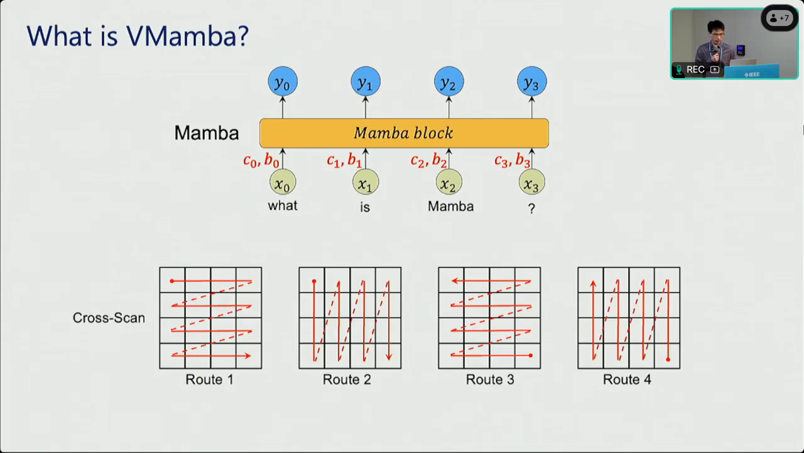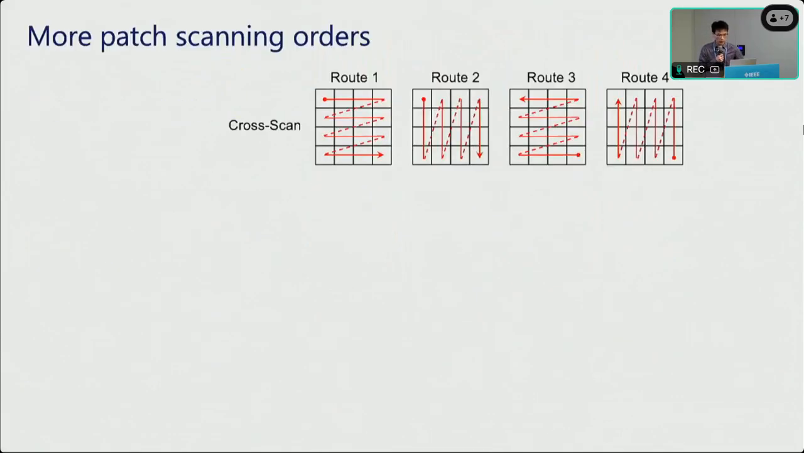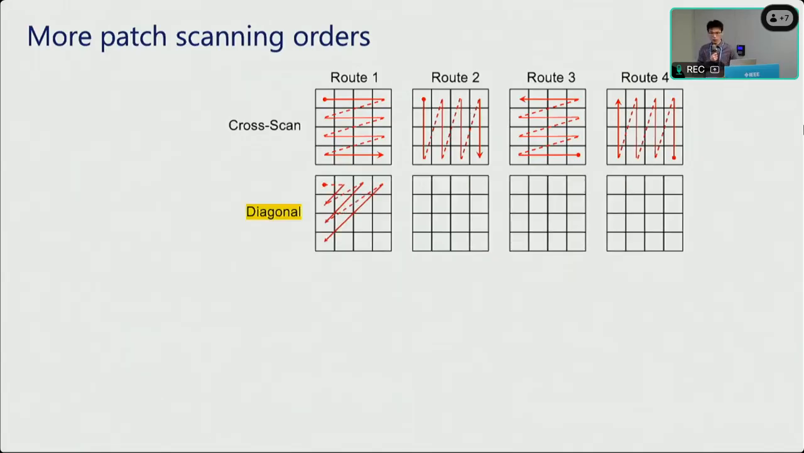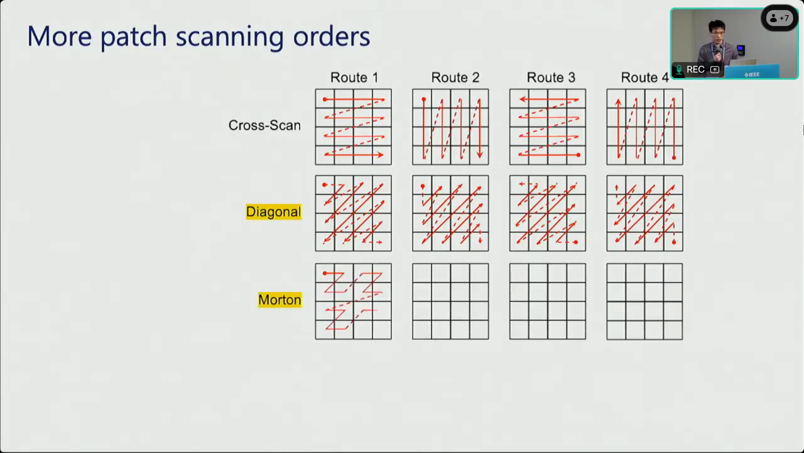So the first contribution of this paper is that we introduced three new patch scanning orders. The first one is called the diagonal order. You can see we just scan the patches along the diagonal line. So this will make sure the patches along the diagonal line can maximally maintain the spatial locality. The second one is called the Morton curve, or the Z curve order, which is well known for maintaining the spatial locality.